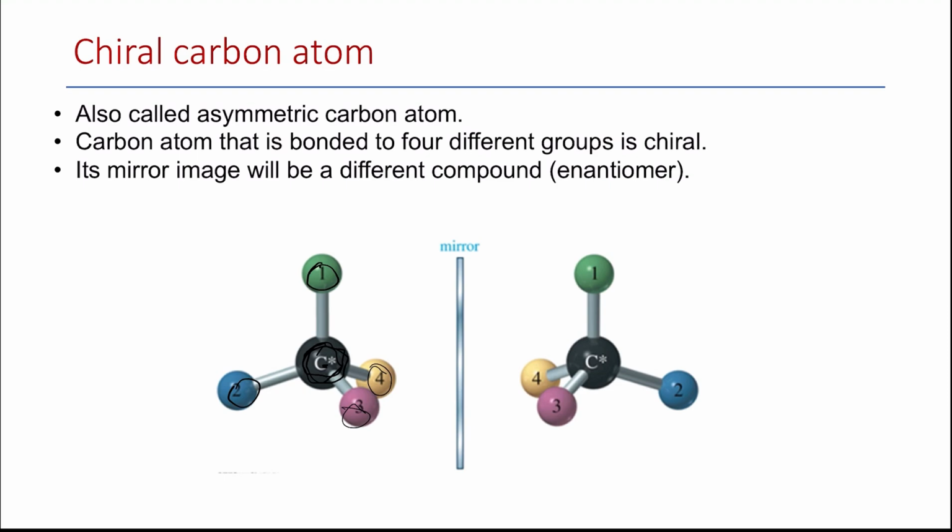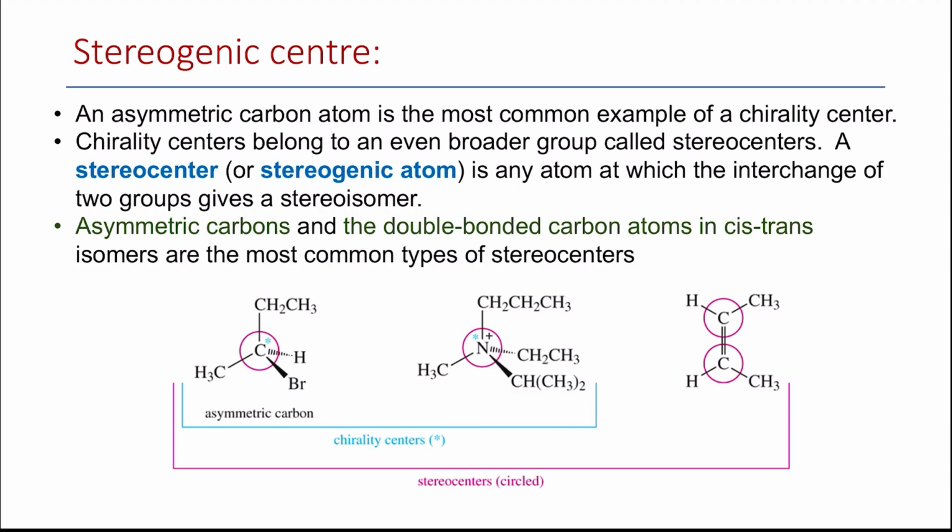And if you have this, then the mirror image for this molecule will be the enantiomer. So these two are enantiomers. These two compounds are different compounds because they are not superimposable on each other. They are completely different compounds. So there is an umbrella term for stereogenic centers called stereogenic or stereo centers.